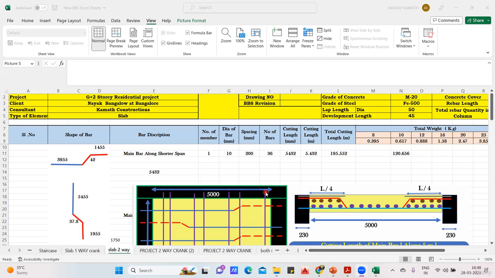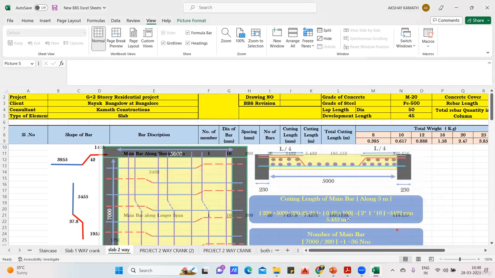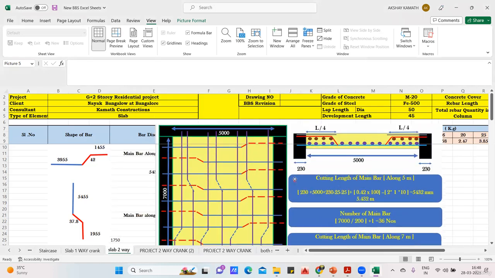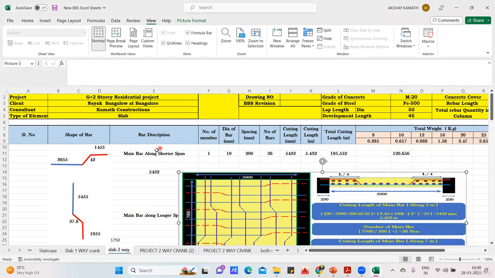In this lecture, we will see how to do the Excel sheet for the two-way slab. This is an example I have taken for the two-way slab, where the length is 5,000, the breadth is 5,000, and the length is 7,000. First we'll start with the main bar along the shorter span.